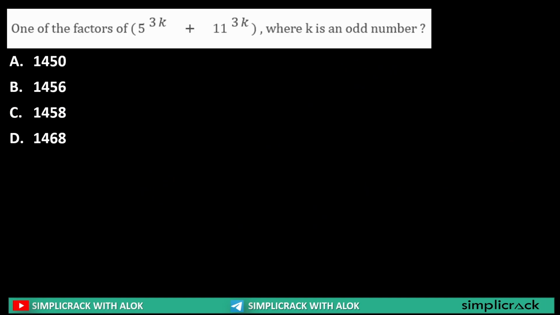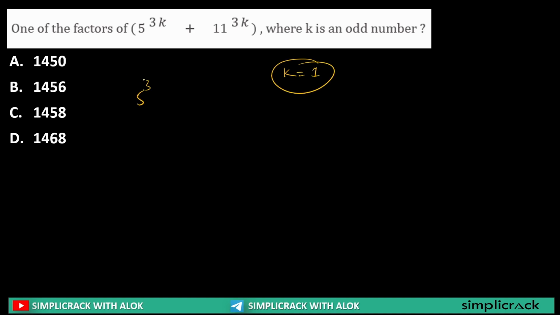Sir, one of the factors of 5 to the power 3k plus 11 to the power 3k, where k is an odd number. Whenever you see such questions, first thing you should be doing, take k as the smallest possible odd number. And what is it? That is 1.